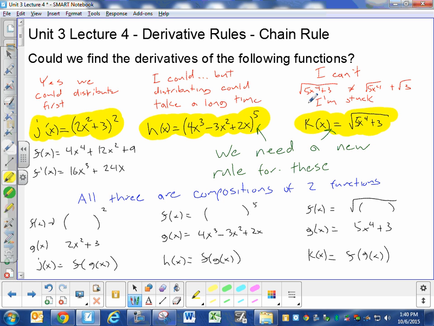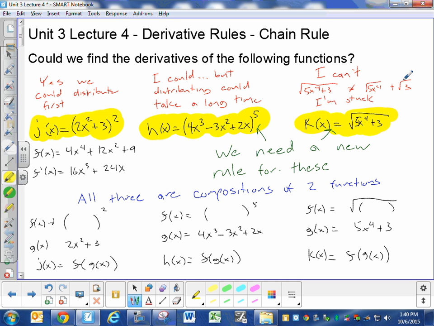H and K are different. H, it would take me a very long time to distribute 4x cubed minus 3x squared plus 2x to the fifth power. And I don't have that kind of time to distribute then take the derivative. And K, I just can't. Because I can't distribute things when you have the square root of something; it does not become the square root of 5x to the fourth plus the square root of 3. That is not correct. So I'm just stuck. So I need a new rule that can take the derivative of all three of these functions, but primarily I would use this new rule for H and K.